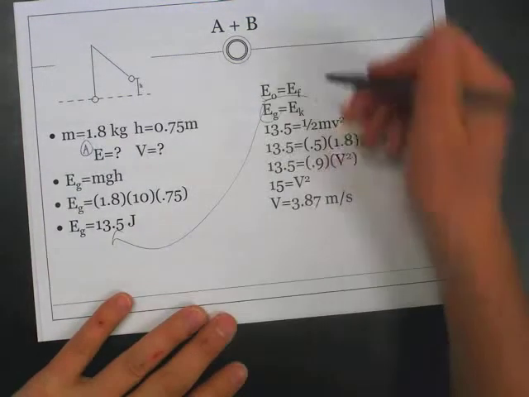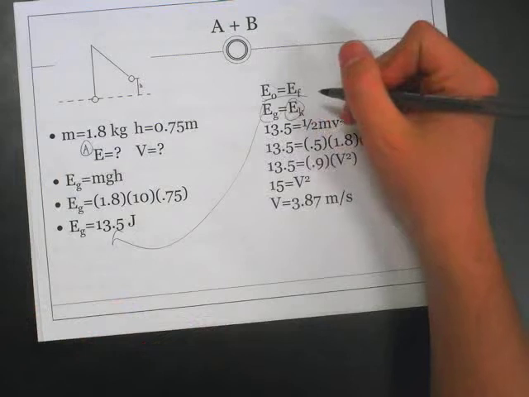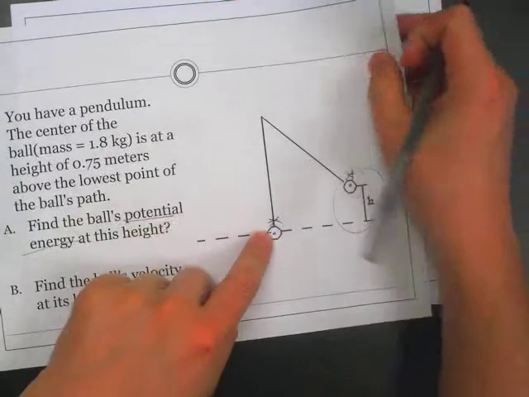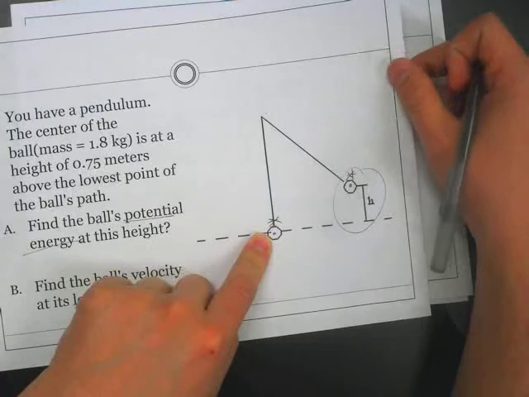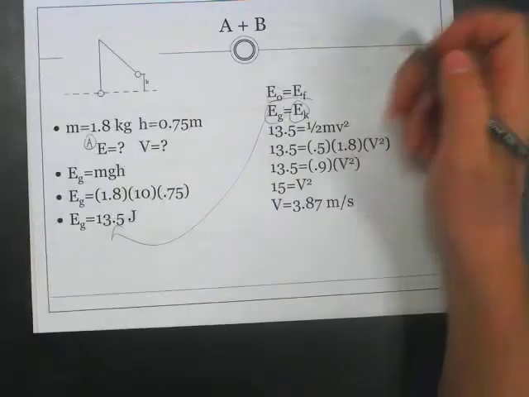Our final energy, though, we ask the question, what kind of energy is it? Is it high at this point? No. Is it fast at this point? Yes. Is it springy? No. So our final energy is just kinetic.